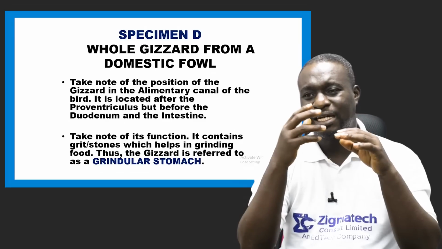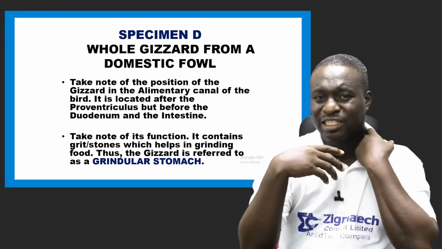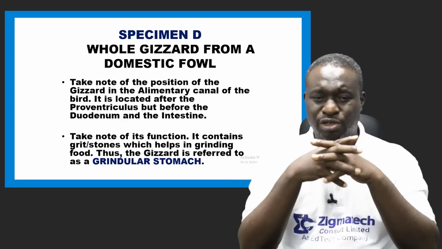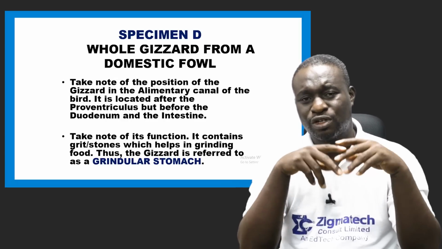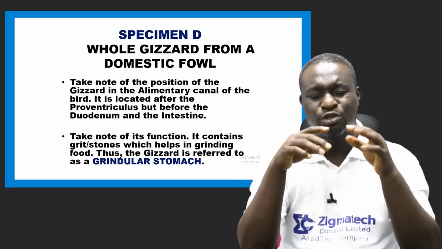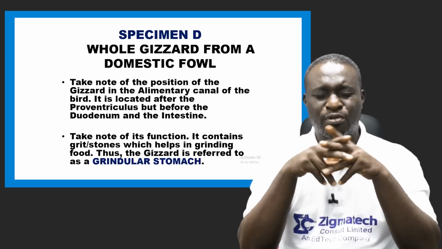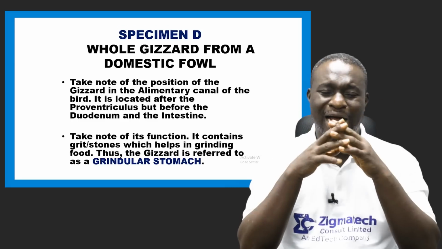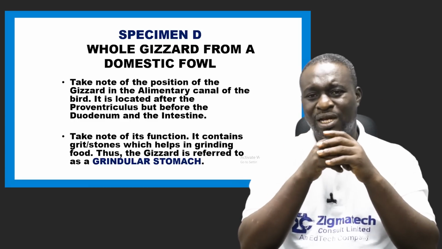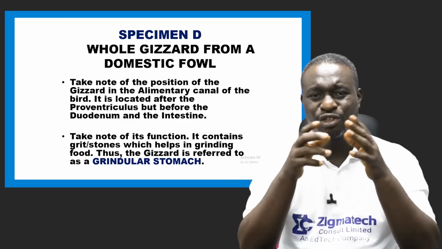Now, after the esophagus, you get the crop, and after the crop, I think you have the proventriculus. After the proventriculus, that's when you have the gizzard. Now, the crop actually helps to store food temporarily. The proventriculus, also known as the glandular stomach, secretes digestive enzymes that help in digestion of food.